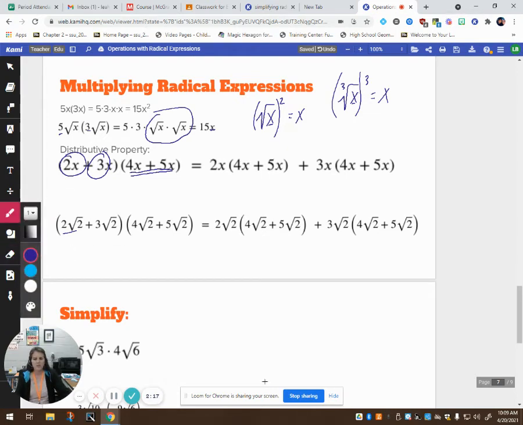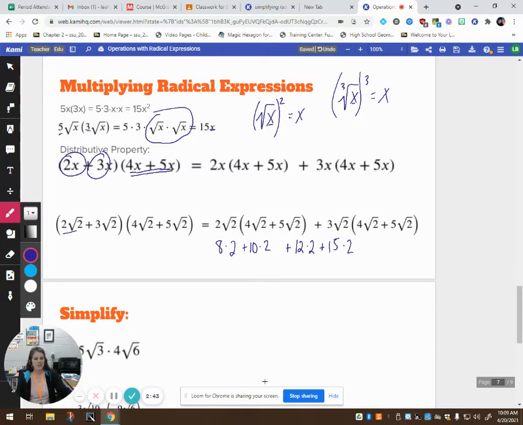So 2 times 4 is 8. Square root of 2 times square root of 2 is just 2. 2 times 5 is 10. Square root of 2 times square root of 2 is 2. Now moving on to this one, plus 3 times 4 is 12. Square root of 2 times square root of 2 is 2. 3 times 5 is 15. Square root of 2 times square root of 2 is 2.